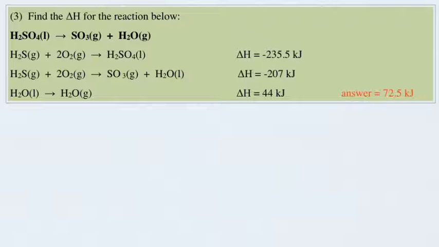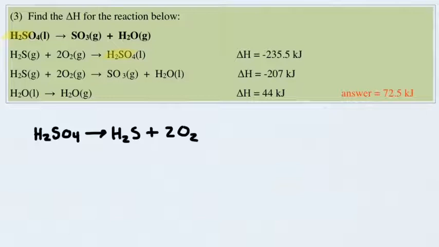So let's take a look at how this would play out. In this example, we see sulfuric acid is being broken down into sulfur trioxide and steam. We're given three reactions here, and we want to show that these three reactions can be added algebraically to equal the reaction that we're given. So take a look at the first reaction that is shown. In this example, sulfuric acid is on the product side of the reaction that we're given, and we need it on the reactant side for the reaction that we're trying to build here.